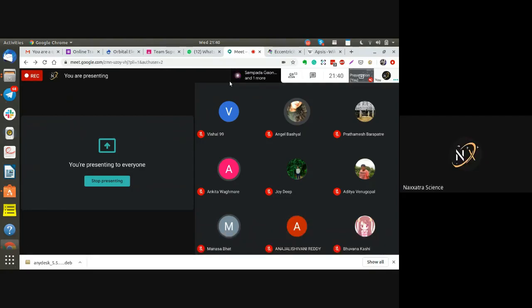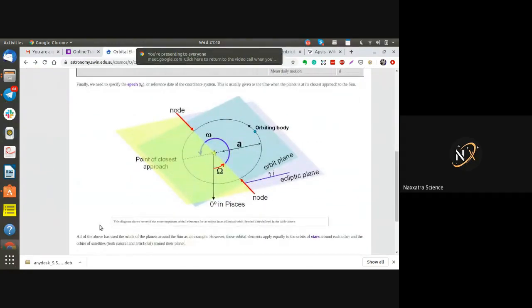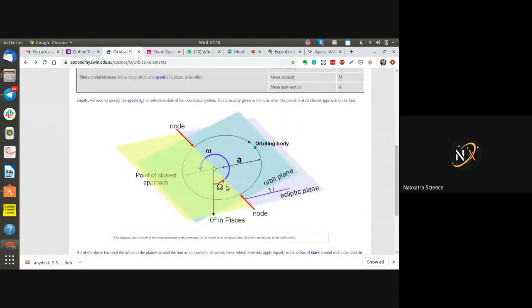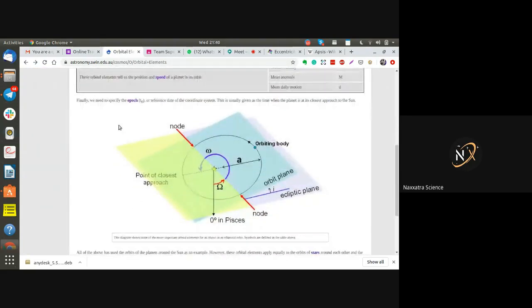So I think we are kind of clear on orbital elements right now. So this omega is ascending node, right? We spoke about how it is intersecting the orbital plane at a particular point. So this direction is kind of like a reference direction, and it's 0 degrees. You don't have to worry about this. Pisces is like a constellation, and we take that as a reference point in order to define the ascending node. All right. So please come back to this page, revise this.